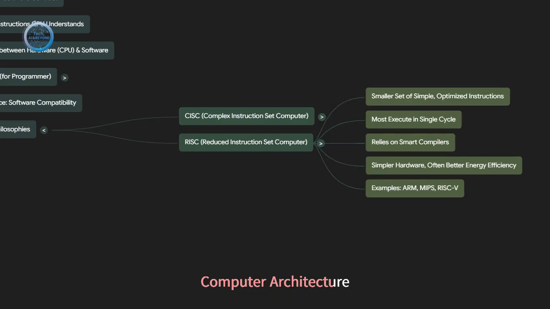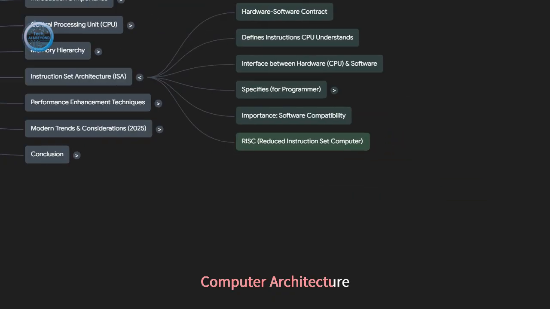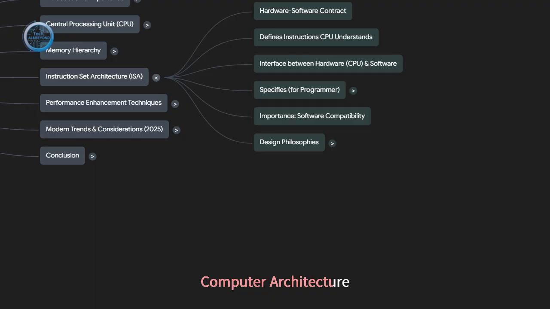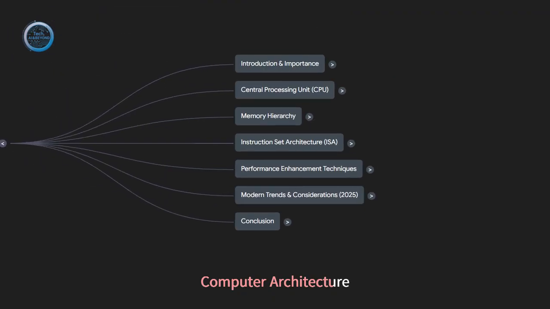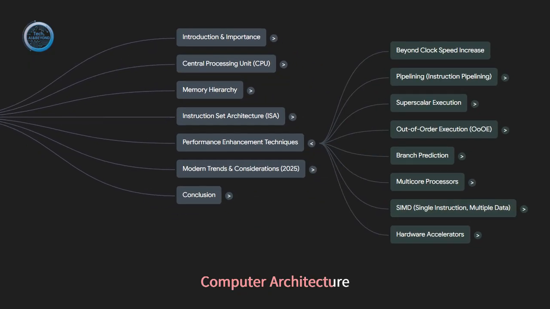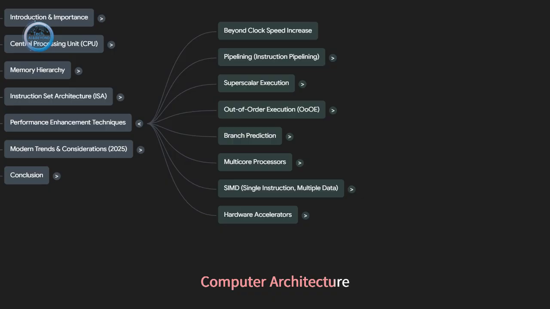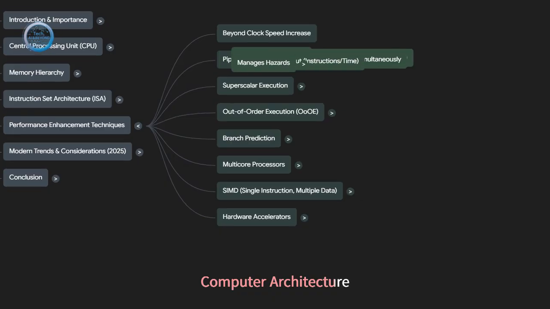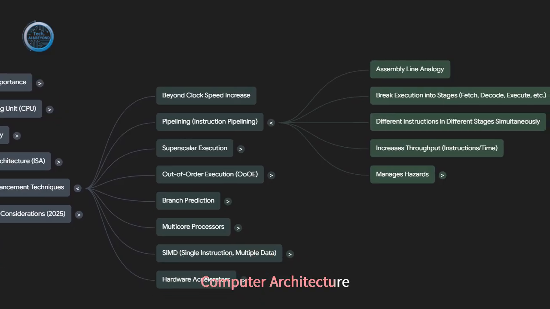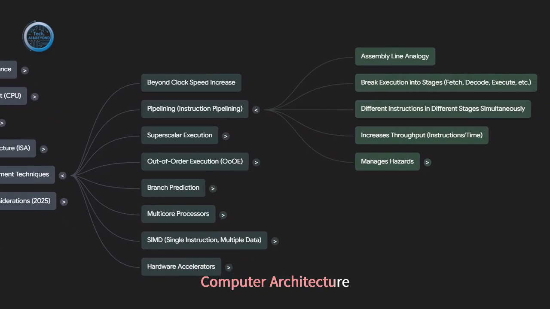What else is big right now? Hardware security is a massive focus. Attacks like Spectre and Meltdown, which exploited aspects of modern processor design like speculative execution, really highlighted the need to build security features deeper into the hardware itself. Things like secure enclaves for sensitive data, memory encryption technologies. Architects are spending a lot more time thinking about security from the ground up. That's really important.